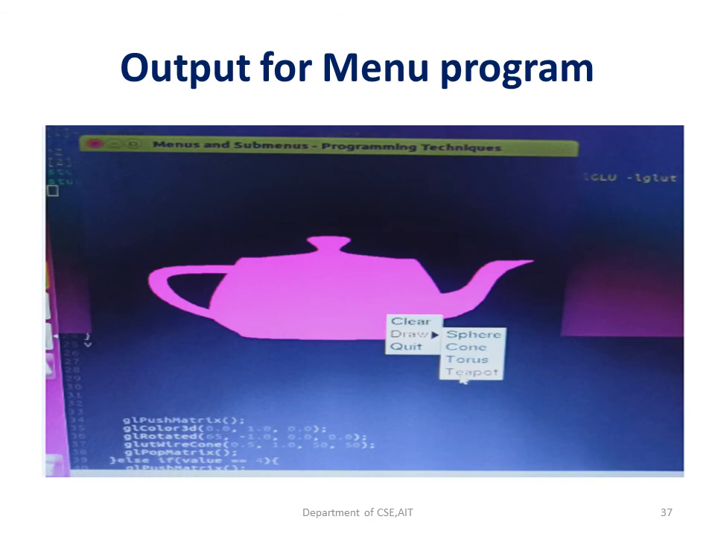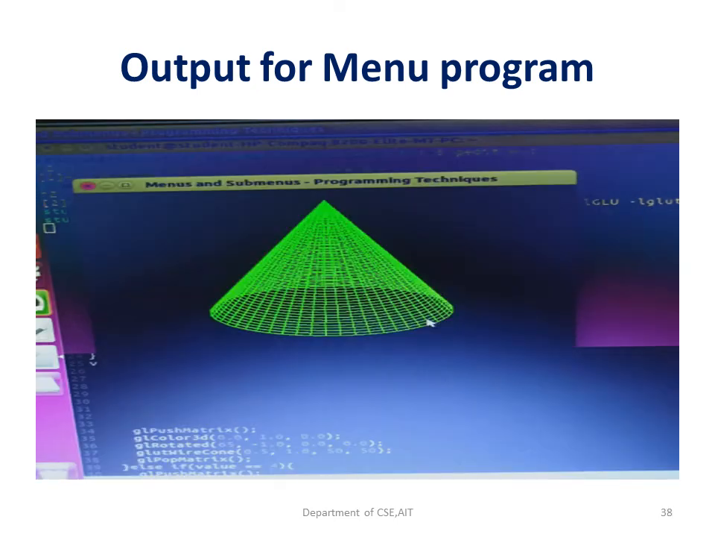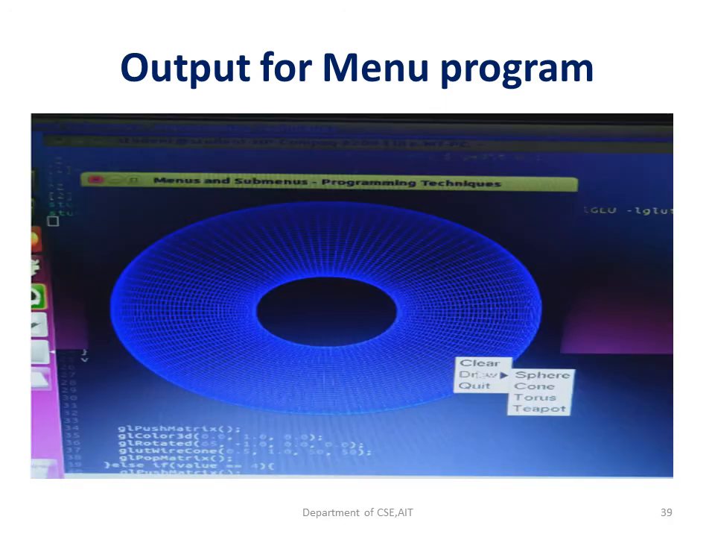When the choice is 5, you have the teapot. This is when you have the choice as the cone. The cone has the base radius, the height, and the stacks and the slices, the horizontal and the vertical cuts. This is the torus. The torus has 4 things: the inner radius, the outer radius, and then the stacks and the slices, that is the horizontal and the vertical cuts. So this is when you give the choice as the torus.